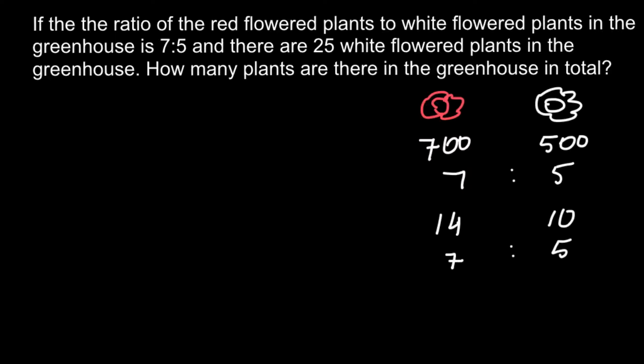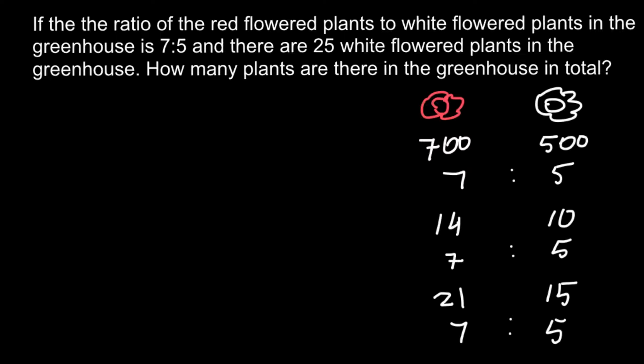Or we may have 21 red flowered plants and 15 white flowered plants, and still the ratio would be 7 to 5. So as you see, in each example we have different absolute numbers, but we have the same ratios.